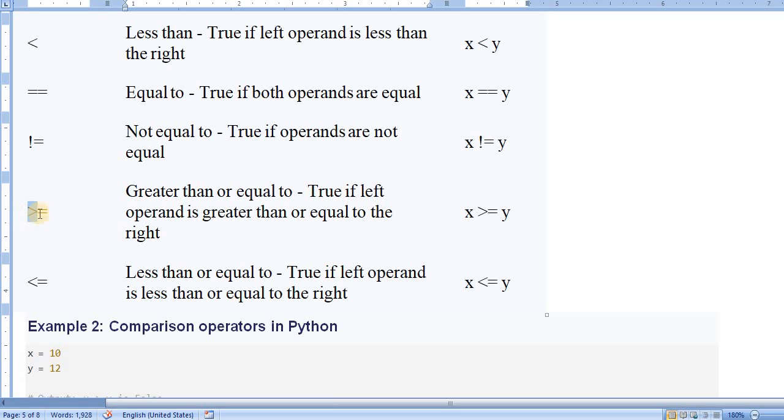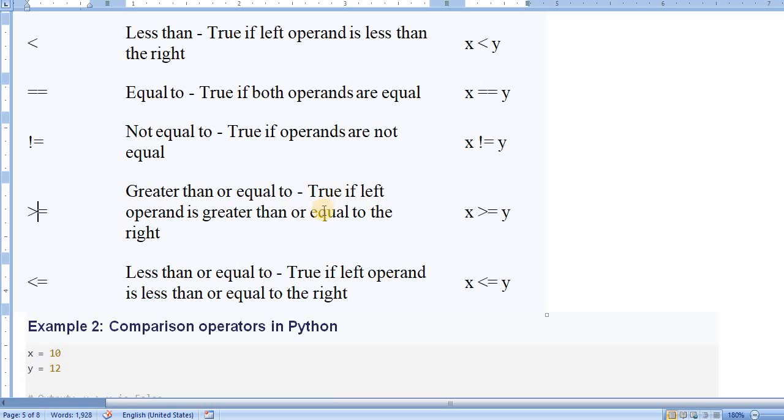One is greater than, and the second one is equals to. So if any condition is true, either condition is true, it returns true. If the first operand is either greater than the second operand or the first operand is equal to the second operand, in both cases it will return true.